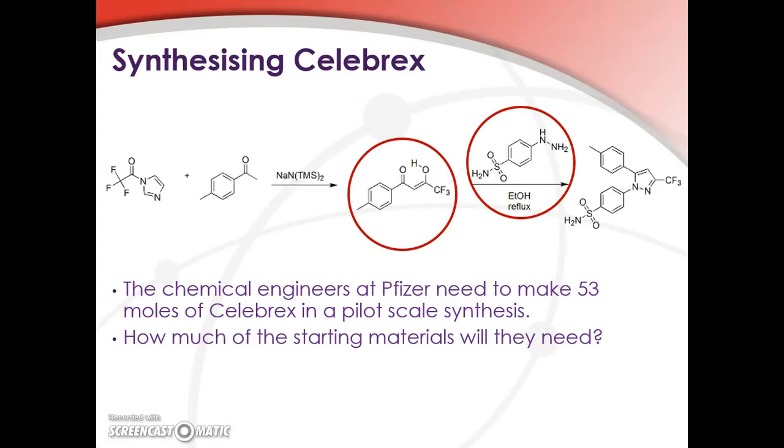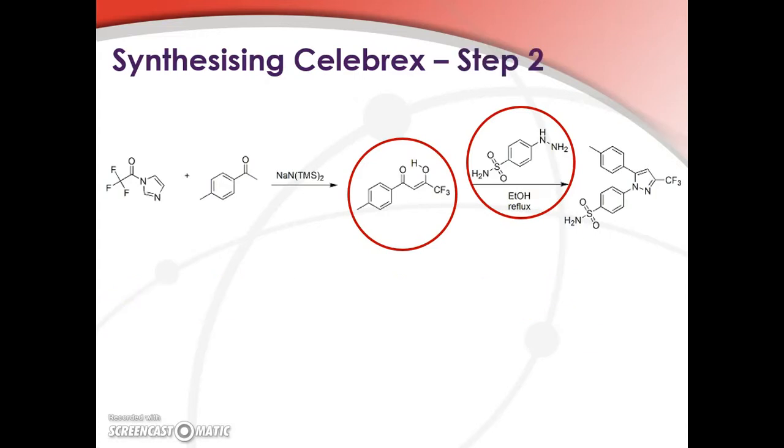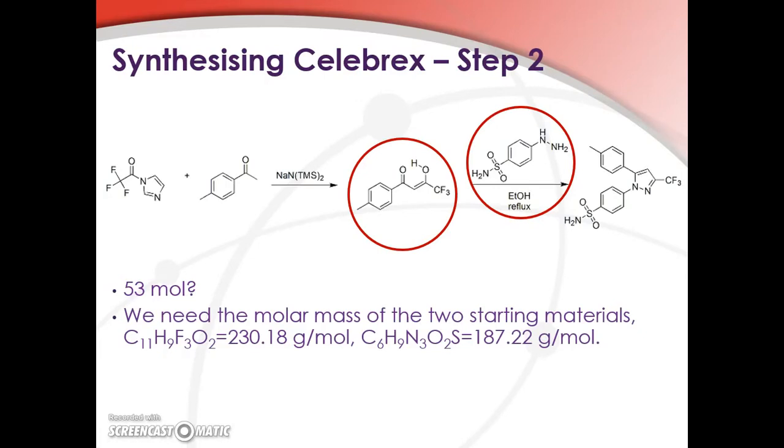So how much of the starting materials do we need? Well, again, they can't weigh this out on a balance, so they need to convert to grams. So step 2 of our calculation is to find the mass of the two starting materials if we have 53 moles. So we have to get the molar mass of the two starting materials. Again, we just total up each one of the atoms. So the first one's formula is this, and we get 230.18 grams per mole. The second one's formula is this, 187.22 grams per mole.